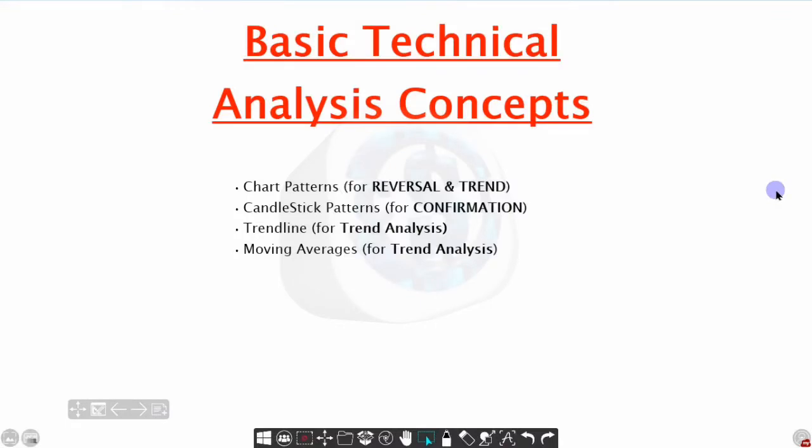All right, so as a trader, there's absolutely no way that you are not going to interact with the charts, and that's the main reason why we are making this video, the basic technical analysis concept. That's just the main reason why we're looking at this particular topic. Okay, so we want to look at how to make sense of the charts.